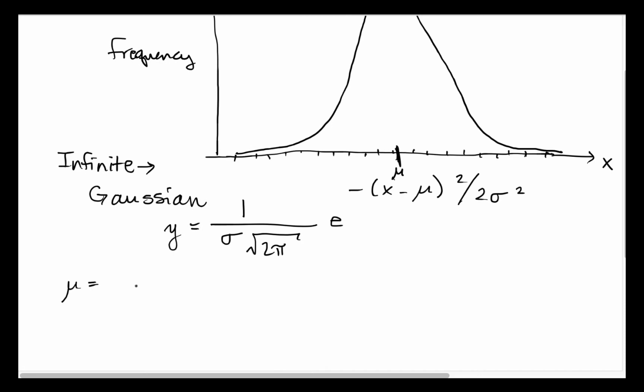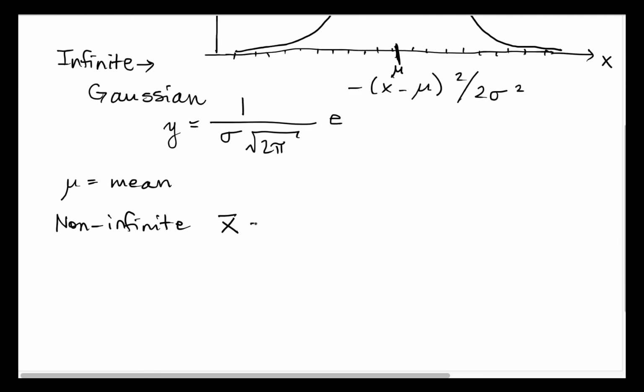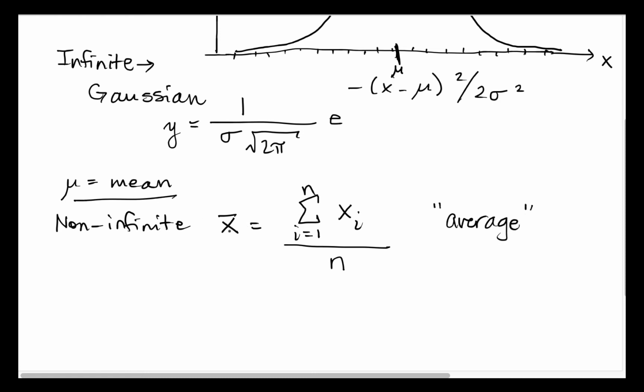So mu is defined as the mean, and everybody has already calculated the average. For a non-infinite set, you might be familiar with the x bar notation for calculating the average. And if I put this into mathematical terms, you already know that we take all of our different measurements, which I'm going to label x sub i. So all of our measurements are labeled x1, x2, x3, x4, all the way up to xn. We add them all together and we divide by n, which is the number of data points that we have. And this is our average. And statistically, we call it the mean.